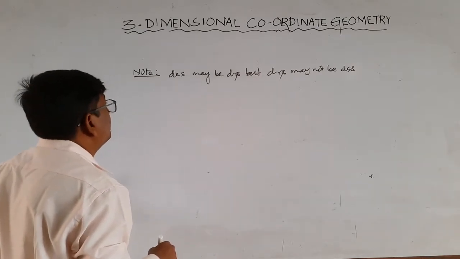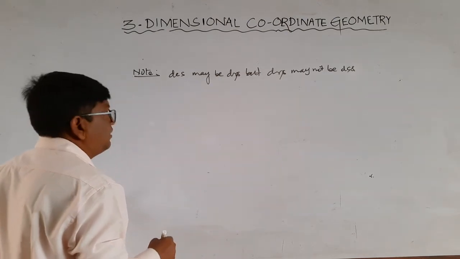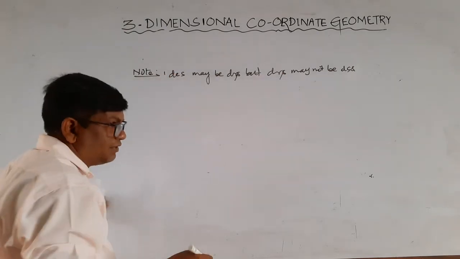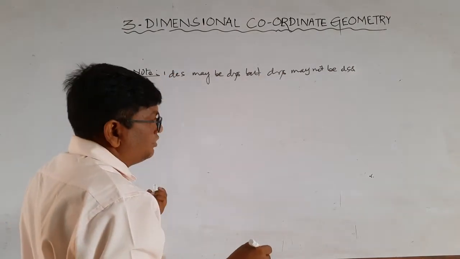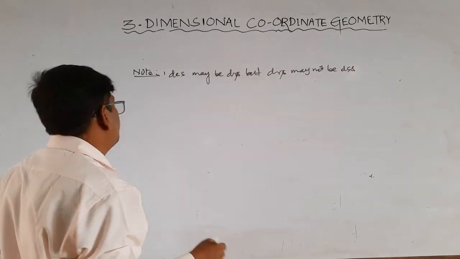DCs are unique, but DRs are infinite. So the DRs of the x-axis are k, 0, 0, of the y-axis 0, k, 0, and of the z-axis 0, 0, k, etc.